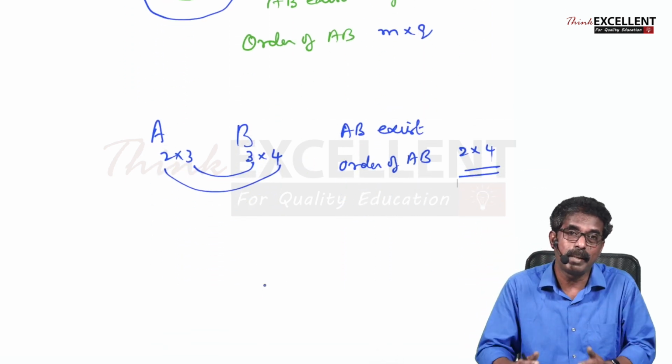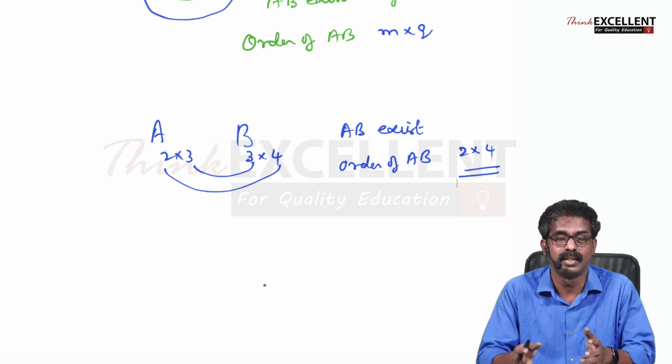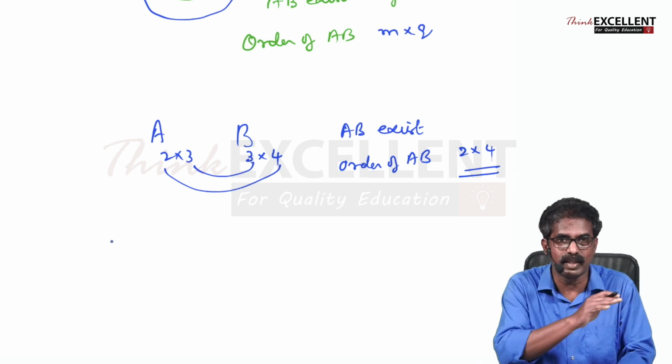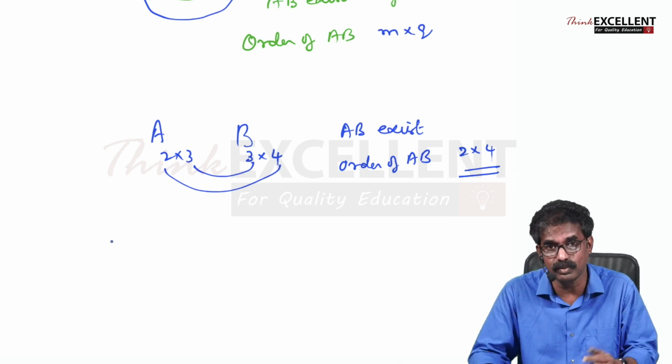But how can you multiply? This is whether the product exists or not. How can you find A into B? The row by column. You're remembering first row, first column, first row, second column. Okay, so here also we do some sums.